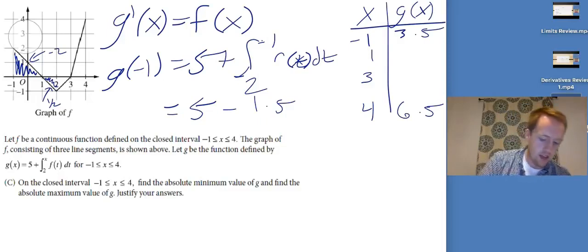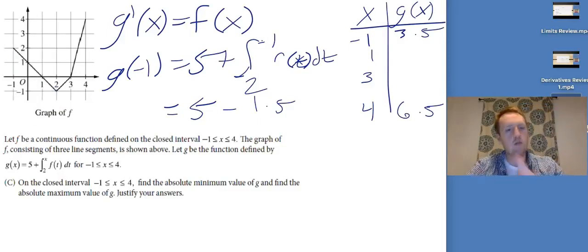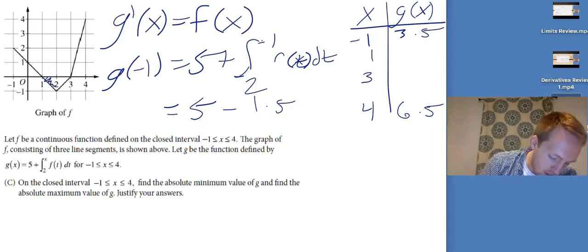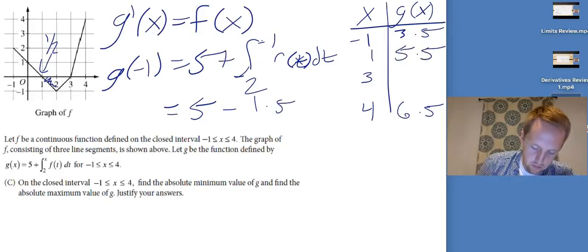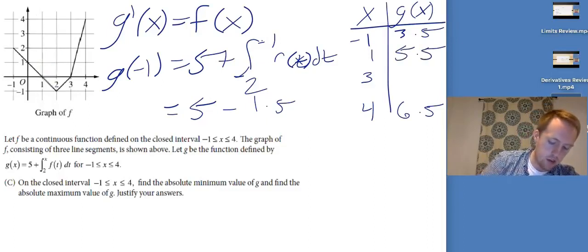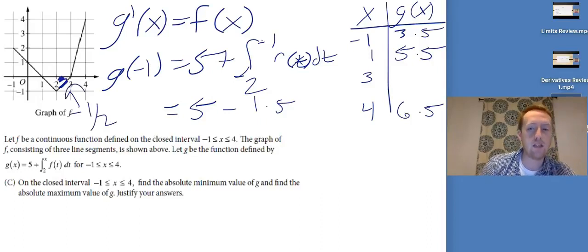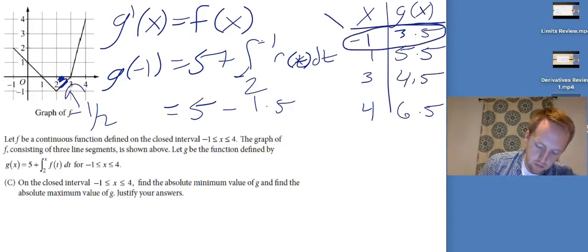Okay, now to get g of 1, that's kind of the same idea. I've got 5, I'm starting at x equals 2, going back to x equals 1. This is going to be a +1/2 because I worked backwards. So 5 plus 1/2 is going to be the 5.5. Okay, now when I go from 2 to 3, I'm no longer going backwards, so then it in fact is a -1/2. So then I'll have 5 plus -1/2, so that's 4.5. So there's my min. And there's my max.